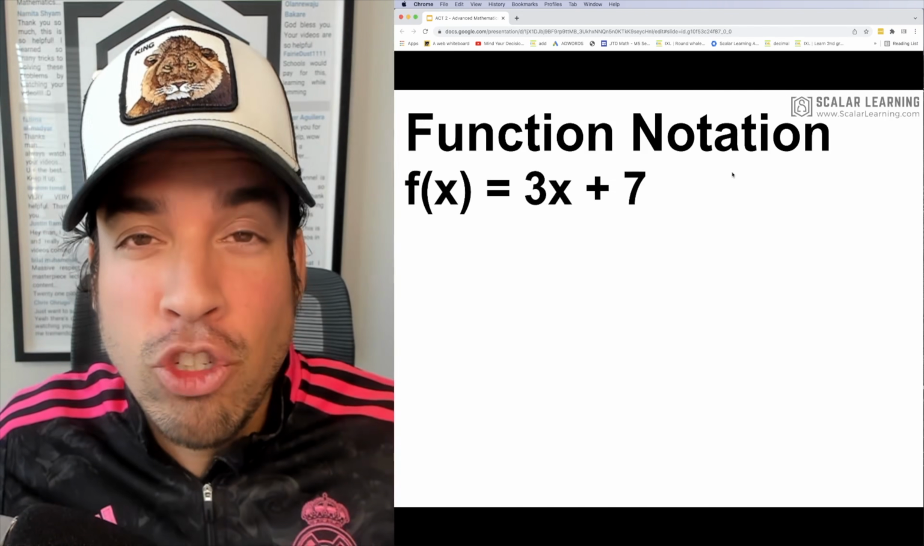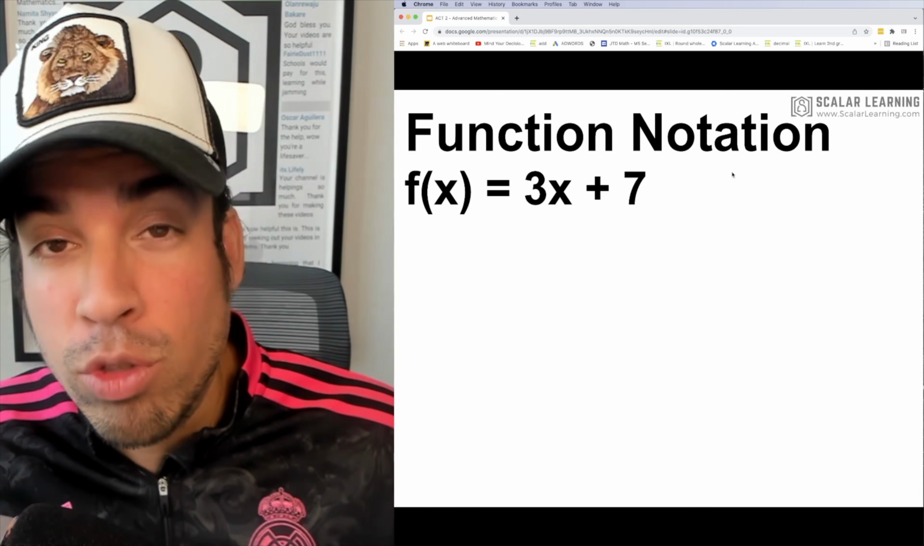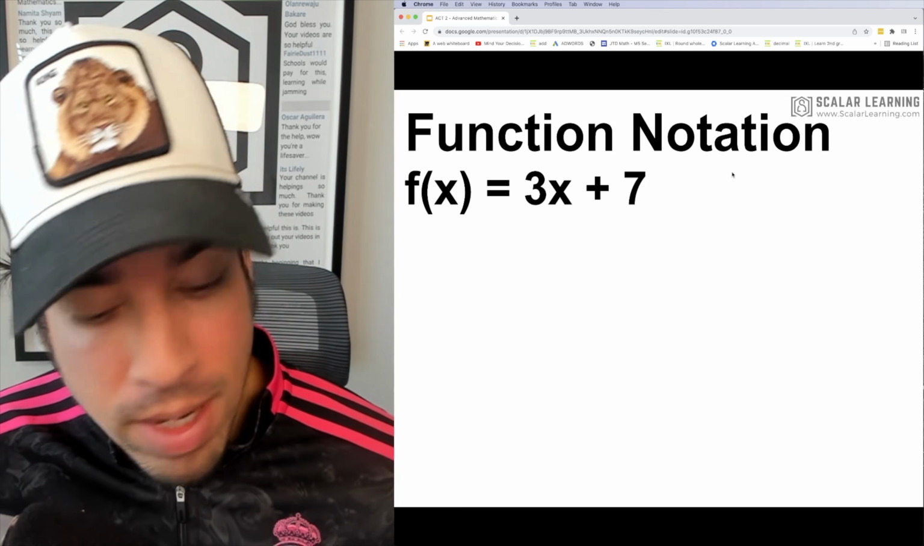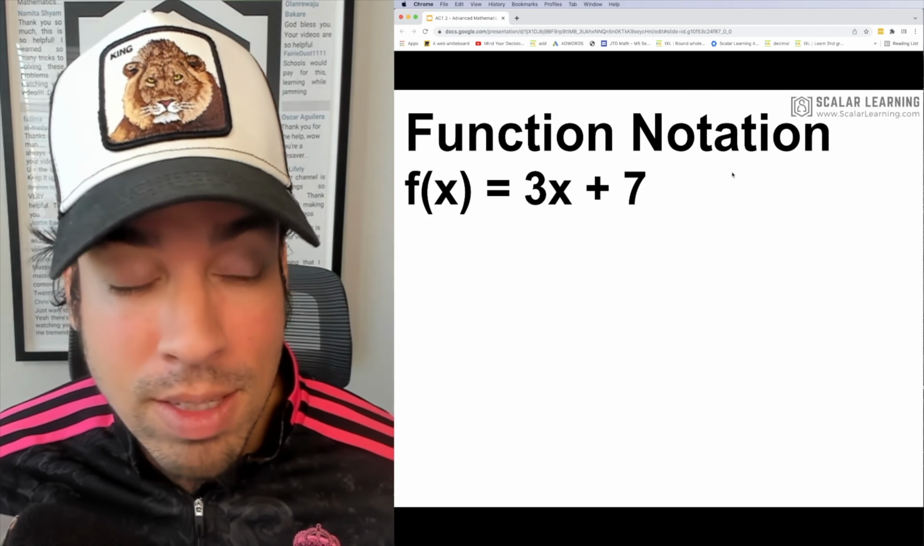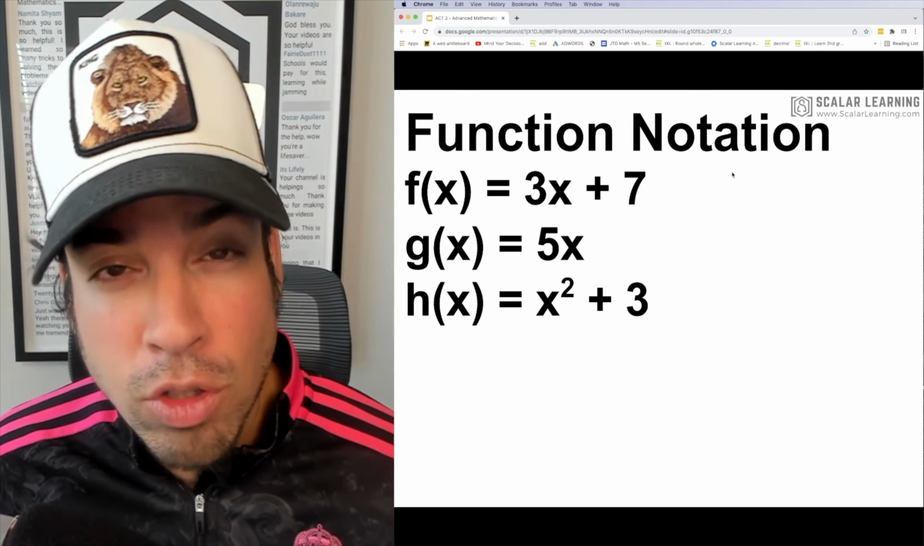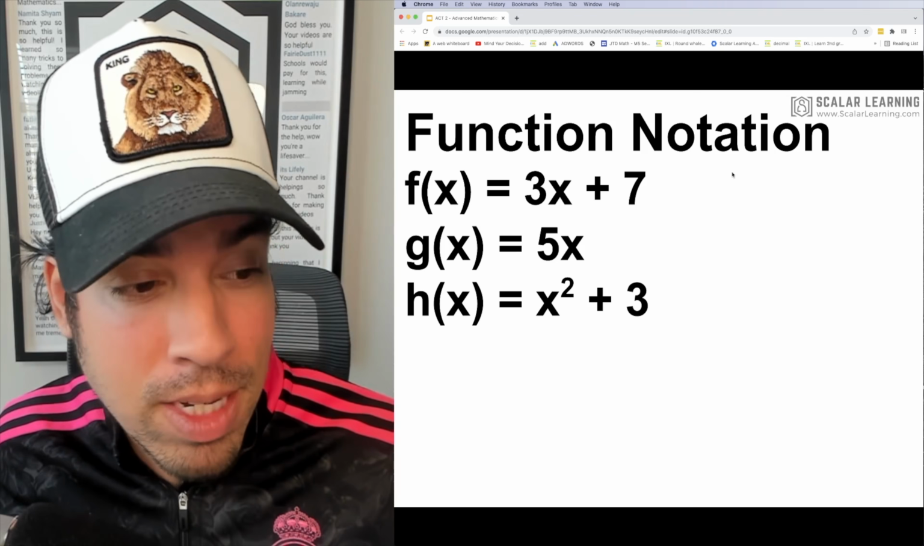So this is an interesting way to present these functions. A lot of us are used to originally seeing it as y equals 3x plus 7. And then we just swap out the y for f of x. So now it's f of x equals 3x plus 7. But the same thing, just like g of x equals 5x. Same thing as y. So these are just 3 different functions. And now I'm going to show you what function notation means in this context.